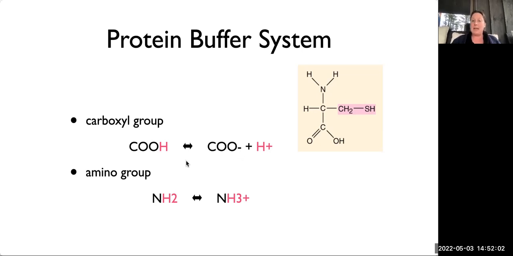Now, the amino group, the NH2 over here, does the opposite. So normally it's in the form of NH2, nitrogen with 2 hydrogens. But if a solution has extra protons, then this amino group is able to hold on to an extra one. That shifts the charge, but it gets that proton out of the solution. So what this means is that between the two, whether there are extra protons or not enough protons, one way or the other, those amino acids are able to help balance out the pH and keep it stable.